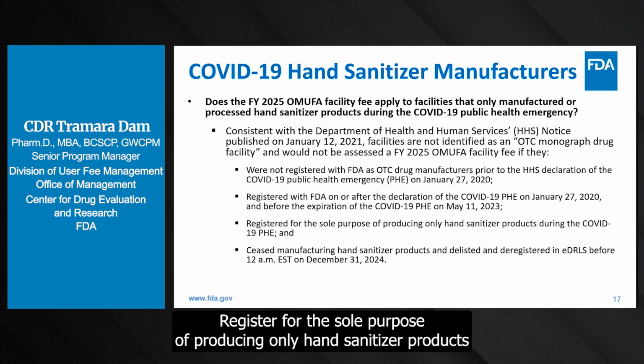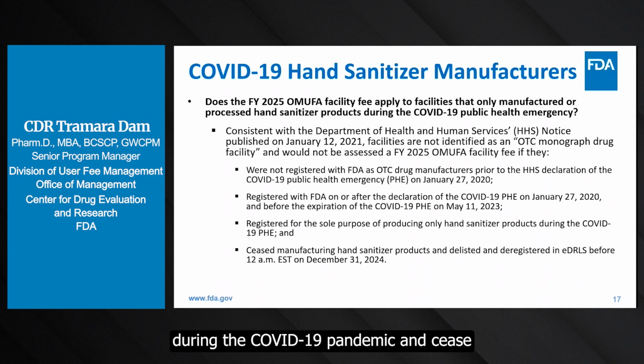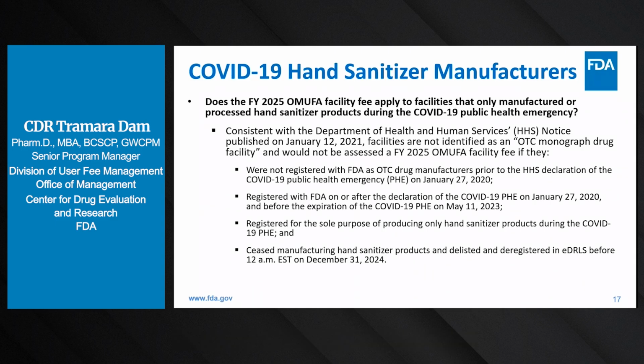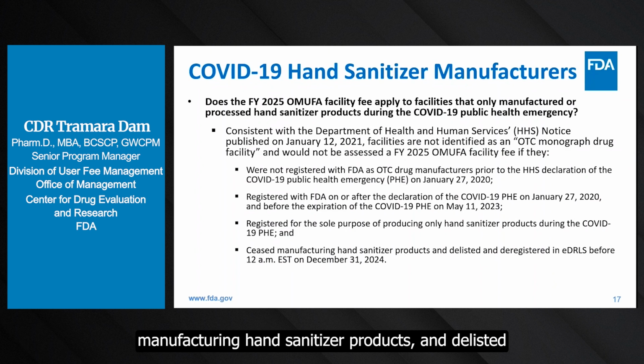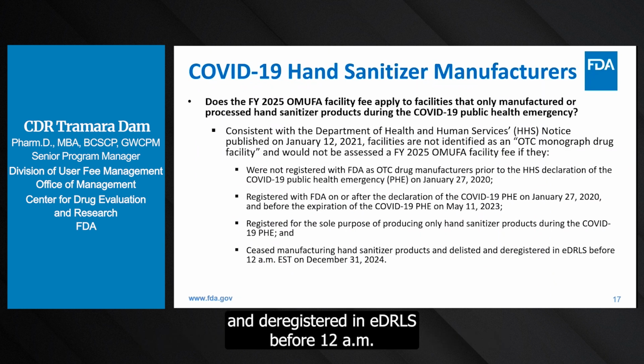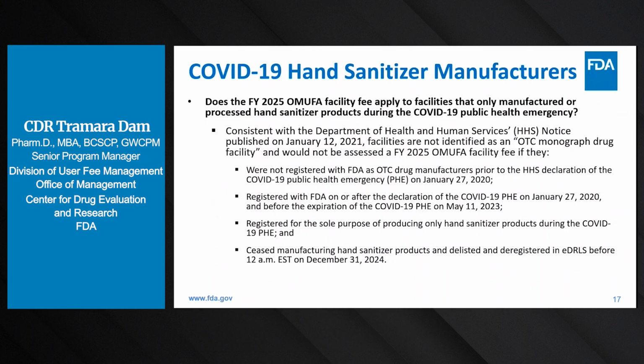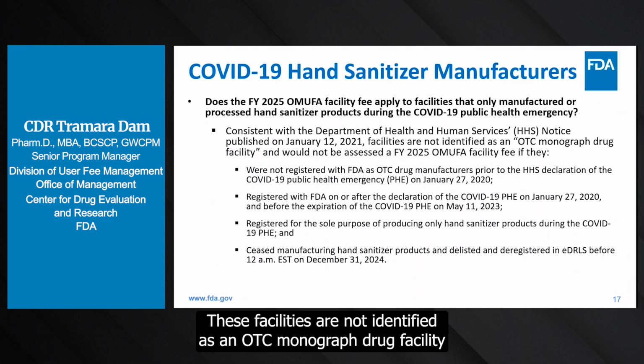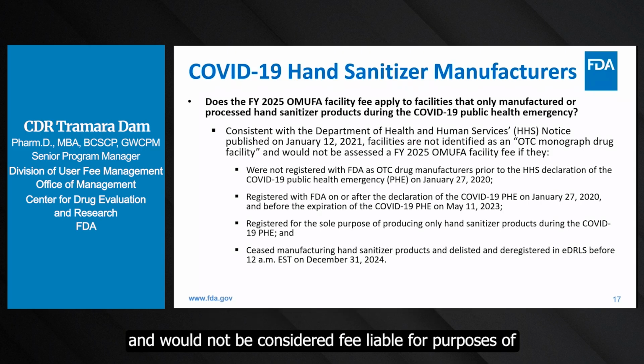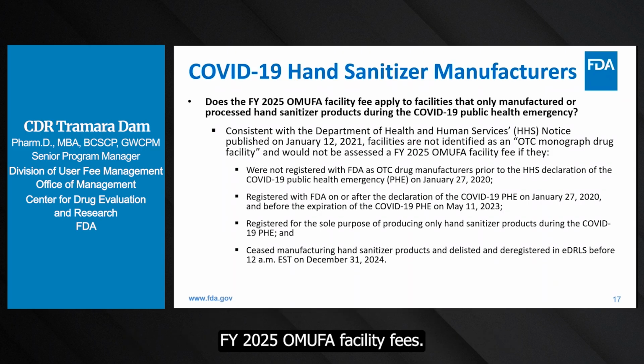registered for the sole purpose of producing only hand sanitizer products during the COVID-19 pandemic, and ceased manufacturing hand sanitizer products and delisted and deregistered in EDRLS before 12 a.m. Eastern Standard Time on December 31st, 2024. These facilities are not identified as an OTC monograph drug facility and would not be considered fee liable for purposes of FY 2025 OMUFA facility fees.